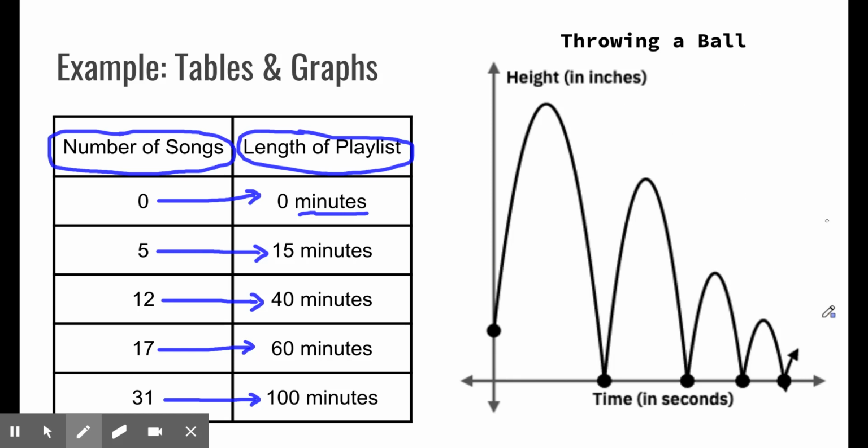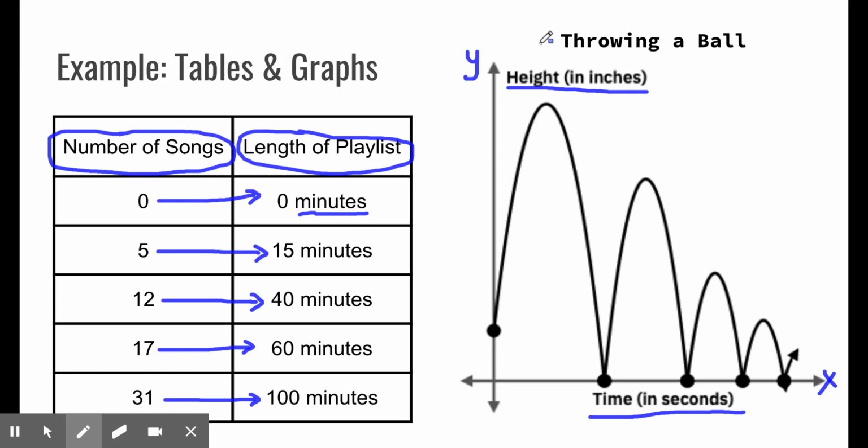Similarly, looking over at our graph, we've got 2 different quantities we're working with. When we're on a graph, we want to make sure that we understand what quantities are along our x-axis, which is the horizontal axis, and which quantities are along our y-axis, which is the vertical axis. So here along our x-axis, we've got this label that it's time in seconds. And along the y-axis, we've got that we're working with the height in inches.